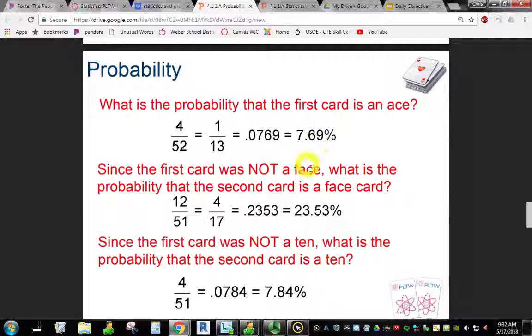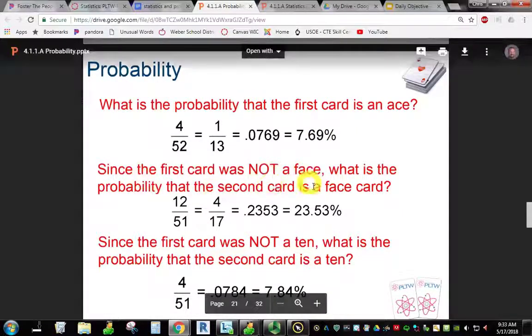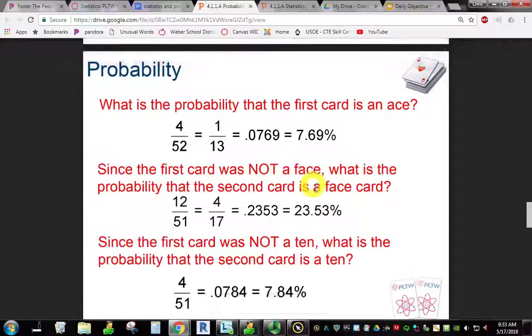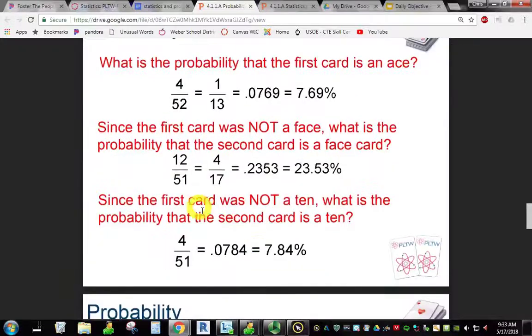So read this one carefully. Since the first card was not a face, what's the probability that the second card is a face? Okay, so 12, because we have 12 face cards, but look, one of them is gone, so 12 over 51. Again, make sure you're showing your work. First card was not a 10, what is the probability that the second card is a 10? 4 10s in a deck, and we're subtracting 1 card because it's gone.